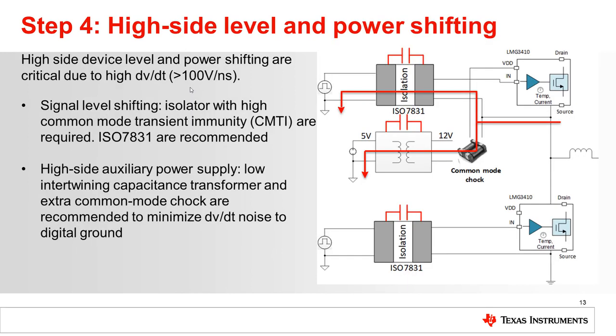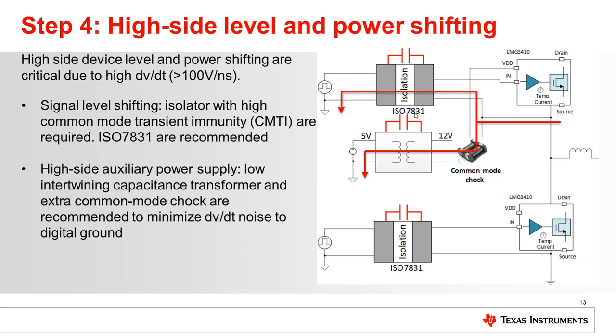In step 4, we will be considering the isolation. Let's start with high side level and power shifting. The high side device level and power shifting are critical due to GaN devices' high slew rate. For high side signal level shifting, an isolator is required since the switch node is floating. A digital isolator is recommended due to their low propagation delay.